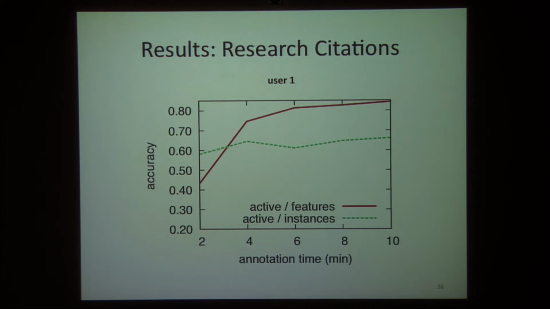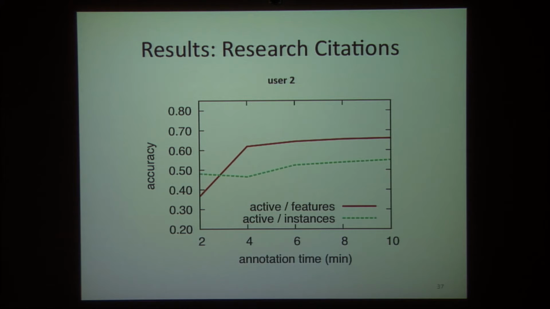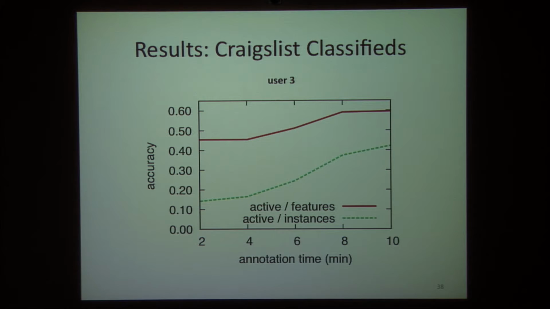And so here are the learning curves for one user annotating the research citations corpus. We only used the two active learning variants, but one was labeling features and one was fully labeling instances. And here after 10 minutes, you can see, actually after about 3 or 4 minutes, active learning by labeling features is significantly better than active learning by fully labeling the instances. We got the same results for a different user on the same data set, and also on the Craigslist classifieds data set. Here, for the entire learning curve, active learning by labeling features is superior.